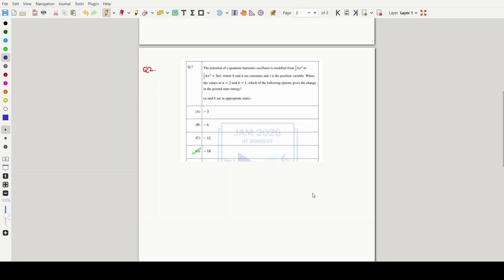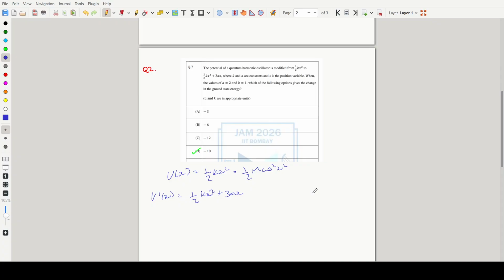Okay, we have a modified 1D harmonic oscillator potential, and they're asking us to find the change in ground state energy. So the unmodified harmonic oscillator potential looks like this, which is equal to half m omega square x square. Now we have a modified potential. Let me call it v prime of x. A linear term is added to it, 3ax.